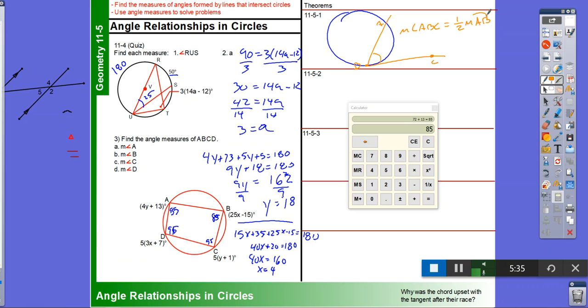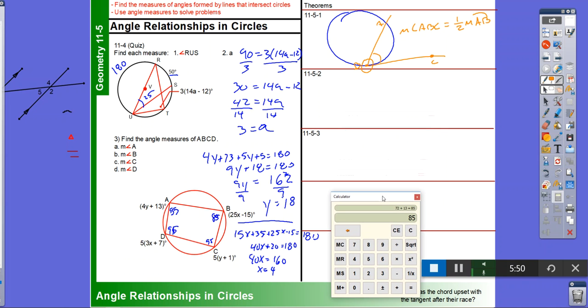AB. Now that's just an extension of yesterday, right? So you have a point on the circle, and so the arc that's created by it is going to be twice the measure of the angle. Okay, that's not too surprising. But that's not an angle relationship in a circle.